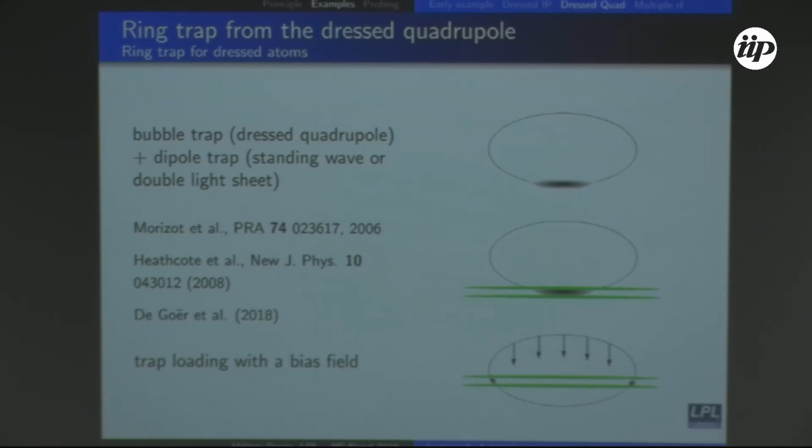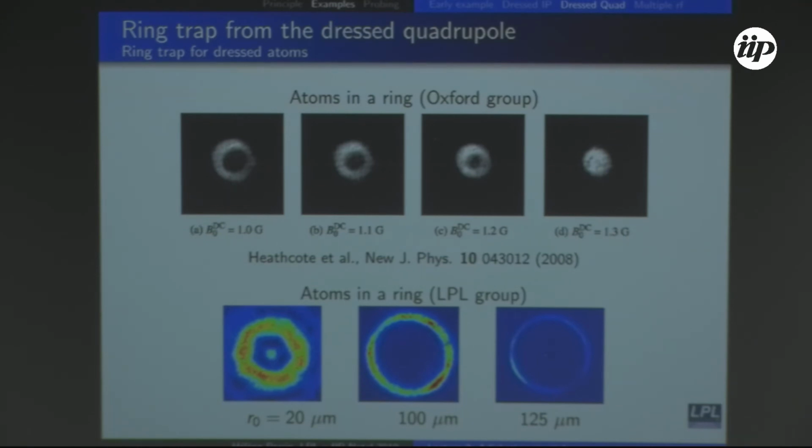And to load this ring, you switch on the light while the atoms are at the bottom, and there you use your proposition. You add a vertical offset of magnetic field that you increase, and this will just shift the bubble such that the atoms which are stuck to a given plane will create the ring. So this is the first realization. That's something we proposed in the PhD thesis of Olivier Morizot, and the first realization was done in the group of Chris Foot in Oxford, where here you see what's happening when you change this DC magnetic field.